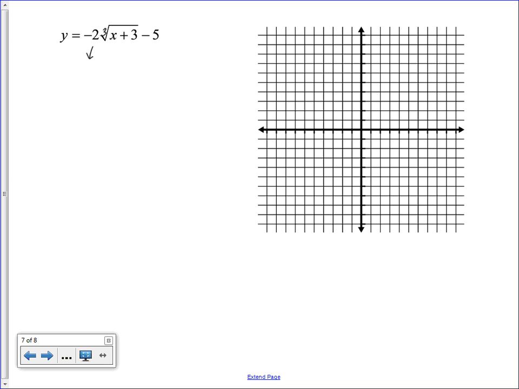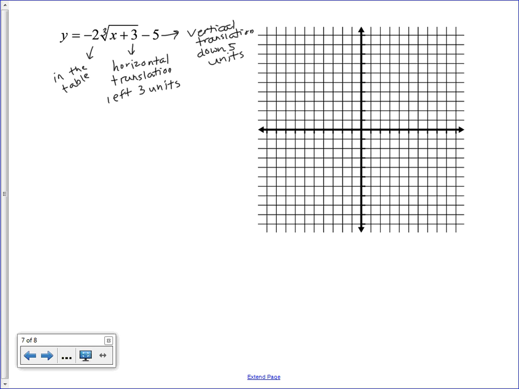The -2, we're going to deal with this in the table. This is actually going to flip our graph upside down, and it's going to stretch it out. The +3 that's in here creates a horizontal translation. Because it says +3, that means we are going to go to the left 3 units. And this -5 creates a vertical translation. And because it says -5, we're going to go down 5 units.